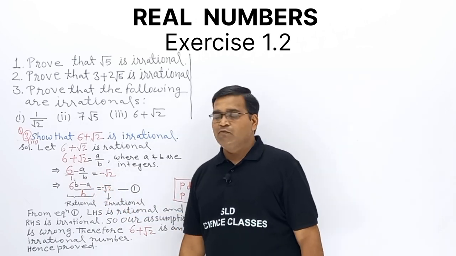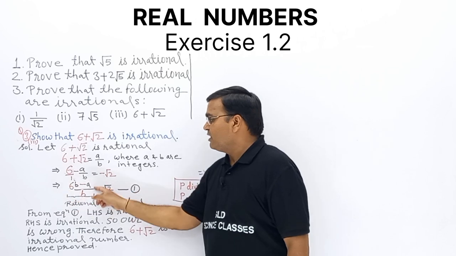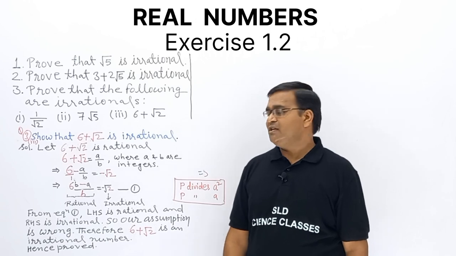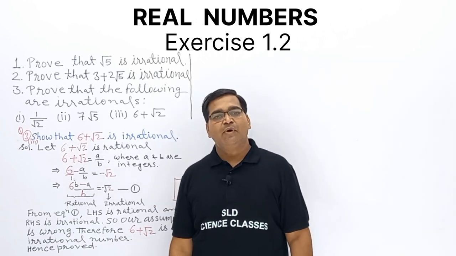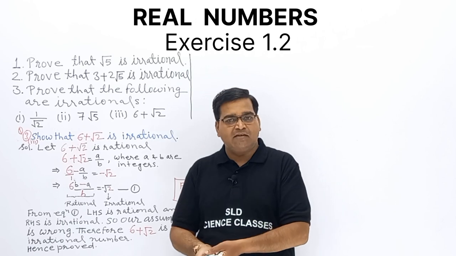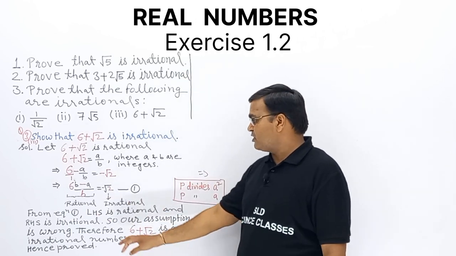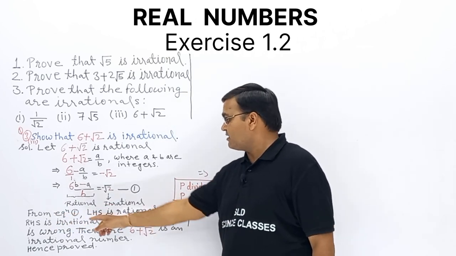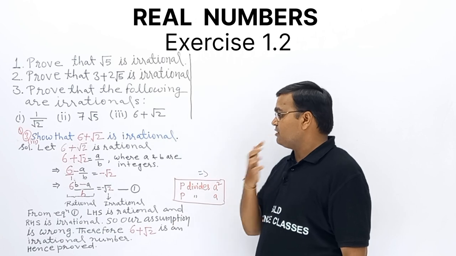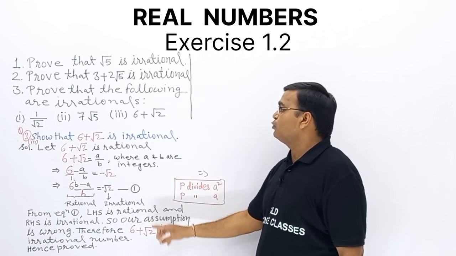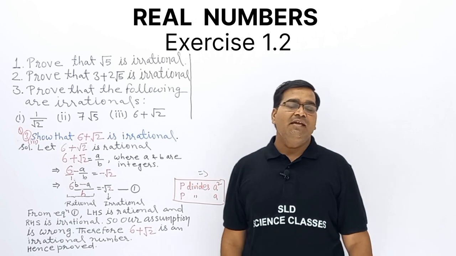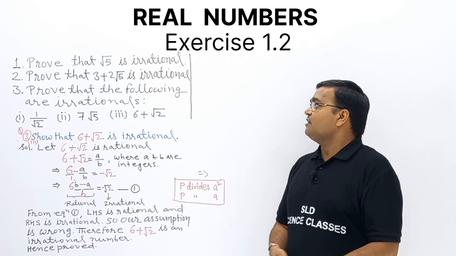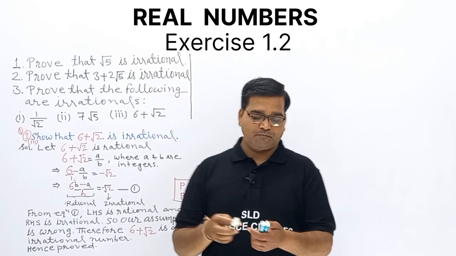So from this equation, the left hand side is rational and this one is irrational. So this equation is wrong. In an equation, left should be equal to right, but this is wrong. So from equation 1, left hand side is rational and right hand side is irrational, so our assumption is wrong. Therefore 6 plus root 2 is an irrational number, not rational. So it is an easy question. I solved it there. Now I am taking question number 2.